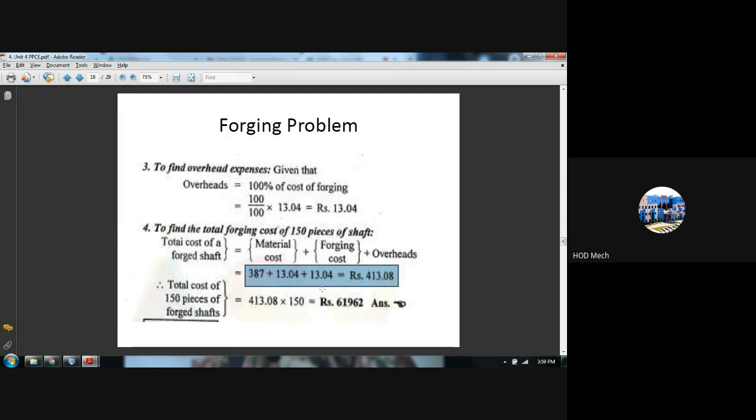How many shafts you have to manufacture as per the problem? It is 150. So multiply with 150. So this will be your final answer, 61,962. So this is how the problem flows when it comes for forging. So always remember that you have to have in your mind where the assumptions are applied, where additions are applied, where multiplication should be done, and where the accurate formula deployment is to be done. இது தெரிஞ்சா போதும்.